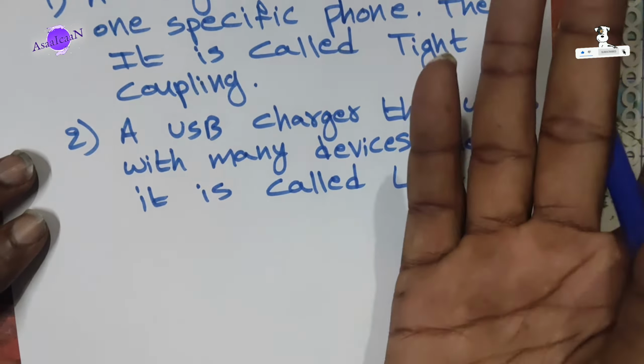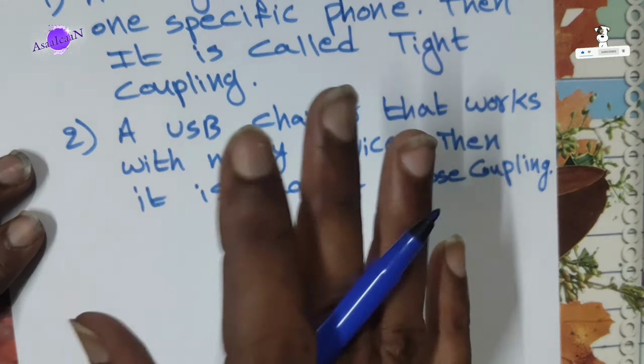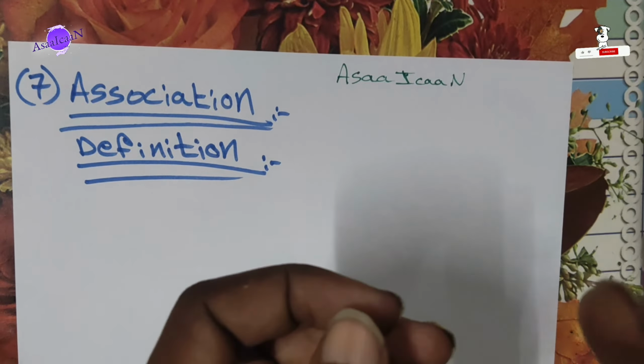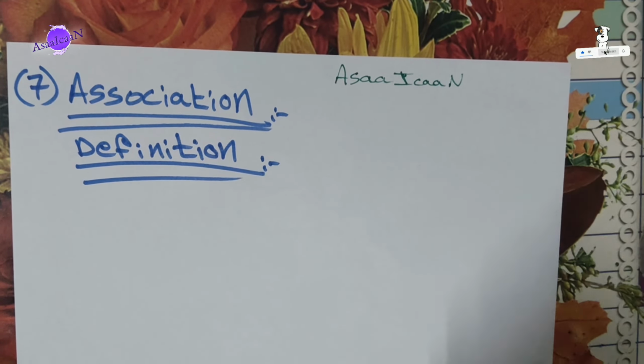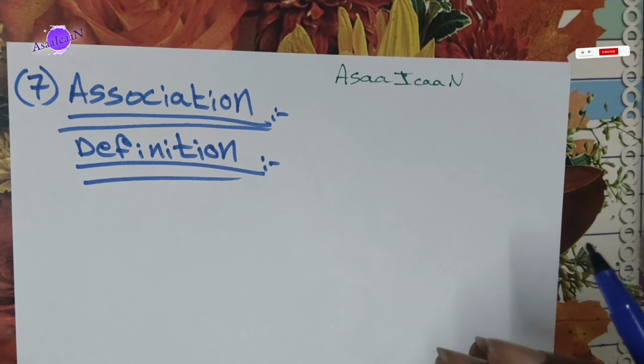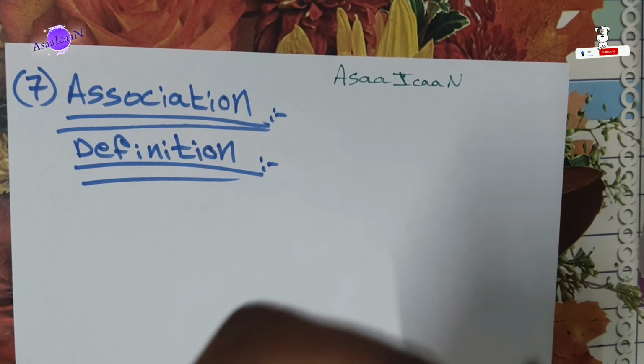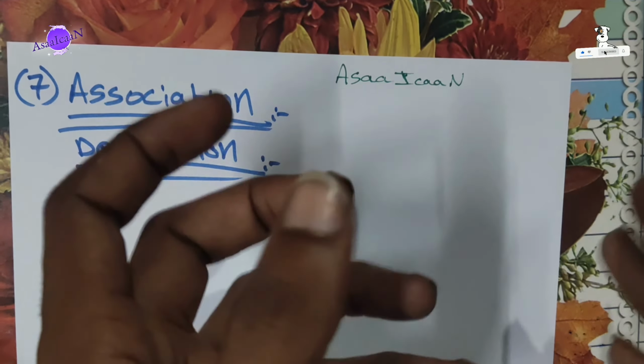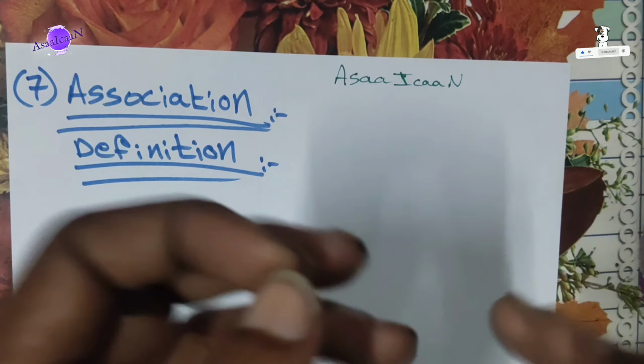Now finally, coupling is the degree of dependency or connection between software components. So this is the seventh principle of OOP. Okay, so what is the definition of association? It is a relationship or connection between two or more classes.